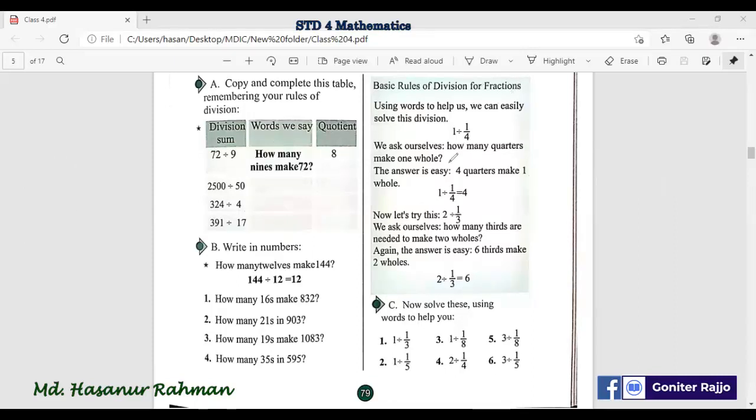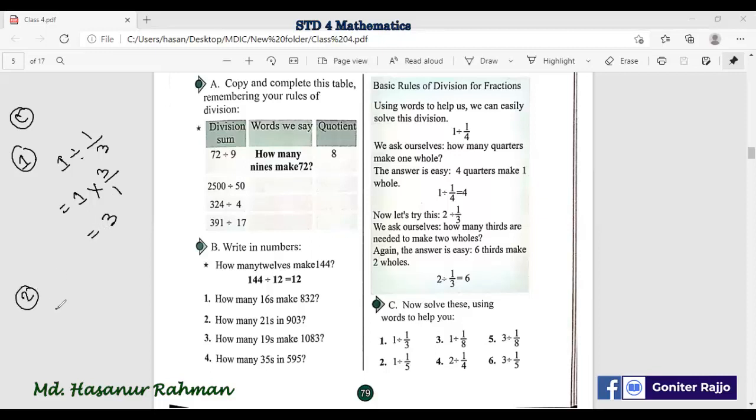Now our last problem, number C. Now solve this using words to help you. So how can you solve? Number one, 1 divided by 1 by 3. So if there is a division sign in a fraction, then we need to do the reciprocal of the fraction which is next to the division sign. So we have to convert division into multiplication, and reciprocal of 1 by 3 should be 3 by 1. So 3 times 1, that is 3, and that is the answer of number 1.